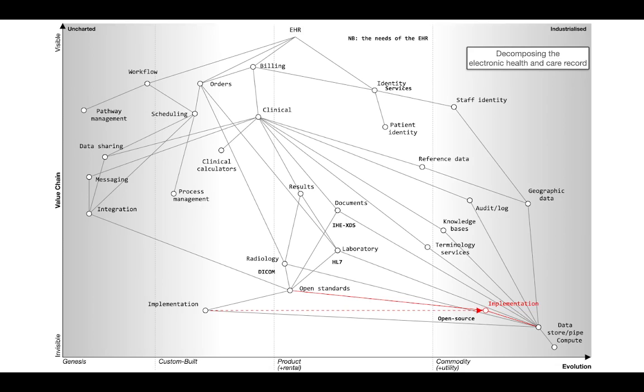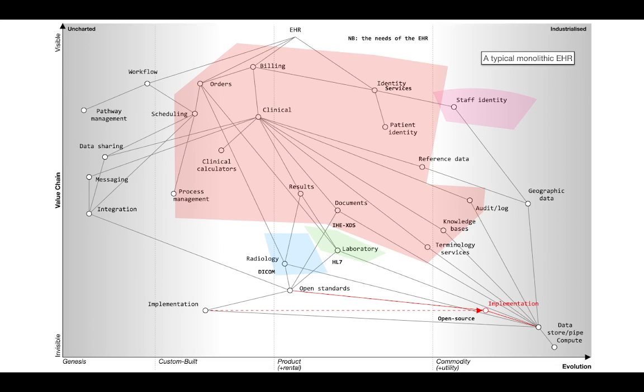A lot of the implementation of open standards that underpin things like results, documents, laboratory data and radiology should be all a commodity. They should be open source. We should not be differentiating. This should be the basics. These are the foundational building blocks. And yet actually we don't have that. We're still buying these things as individual products.